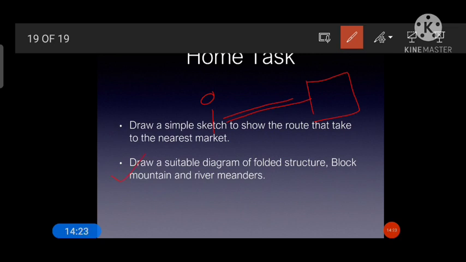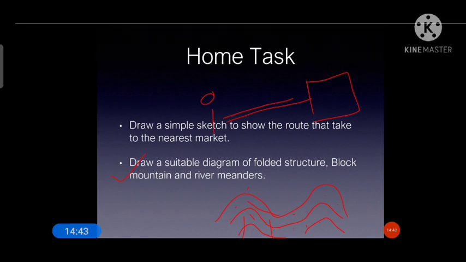Now secondly, you have to draw a suitable diagram of a folded structure, like this folded structure. You can download the image of the folded structure from the internet and draw the image in this way. And write anticline and syncline as well. So this will be your home task. Okay, you can submit it to me after 2 days. Thank you.